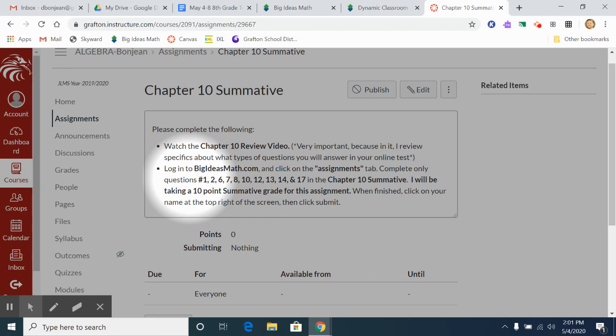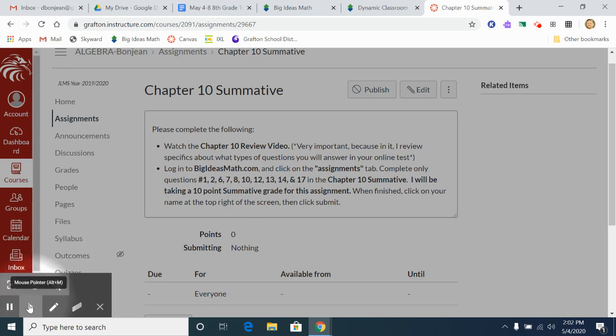Also very important, you only have to complete these questions: 1, 2, 6, 7, 8, 10, 12, 13, 14, and 17 in your chapter 10 summative assignment. I'm going to be taking a 10-point summative grade for this. So again, only do those problems. These are the problems that match up with everything we've done so far in this chapter, and everyone should be fully capable of doing them.